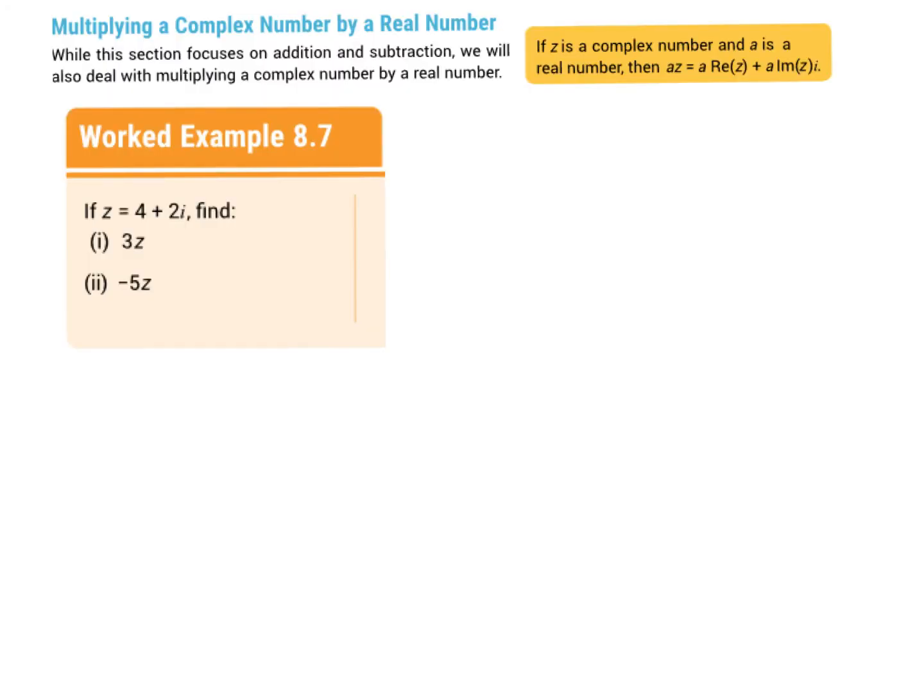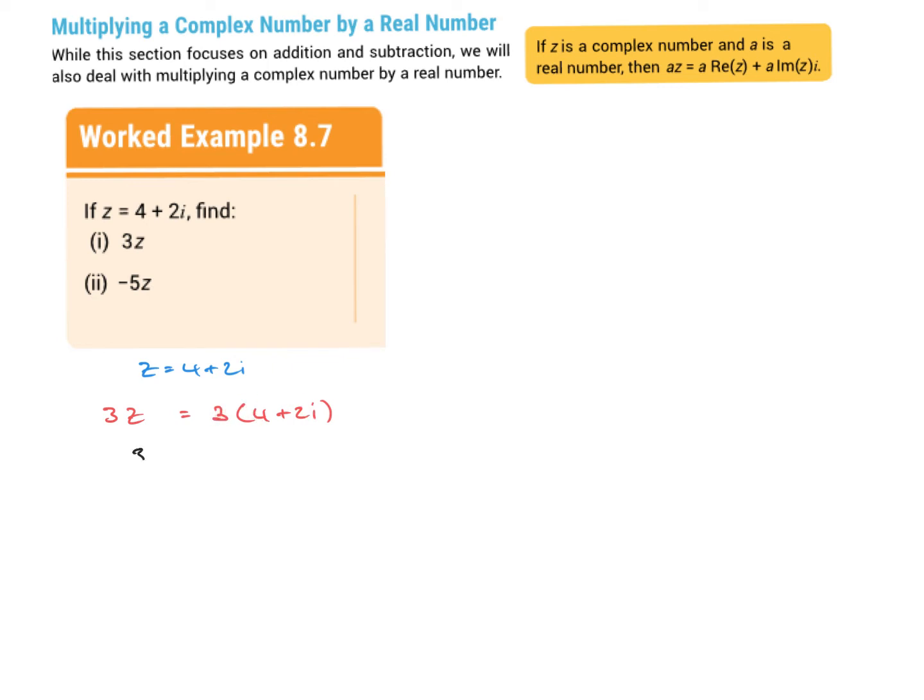Sometimes we can multiply by a real number. As you can see here, if z is equal to 4 plus 2i, find 3z. Well, that's really straightforward. We know that z is equal to 4 plus 2i, so 3z is just 3 lots of 4 plus 2i. So it's equal to 3 multiplied by the 4 plus 2i, and we do exactly what we'd normally do in algebra. We multiply this out with this, and we are done.